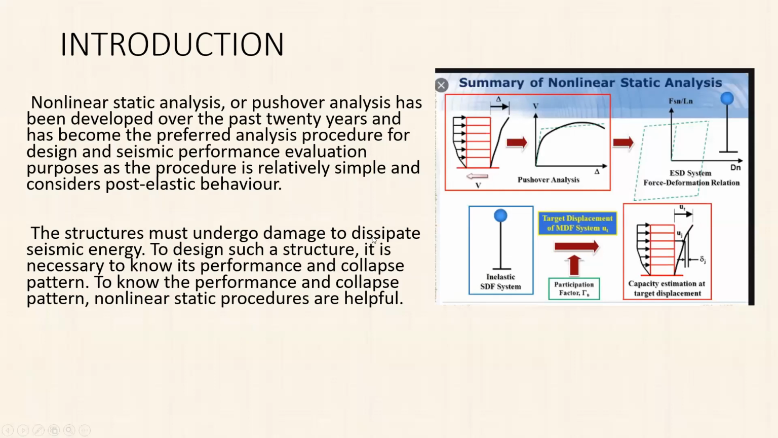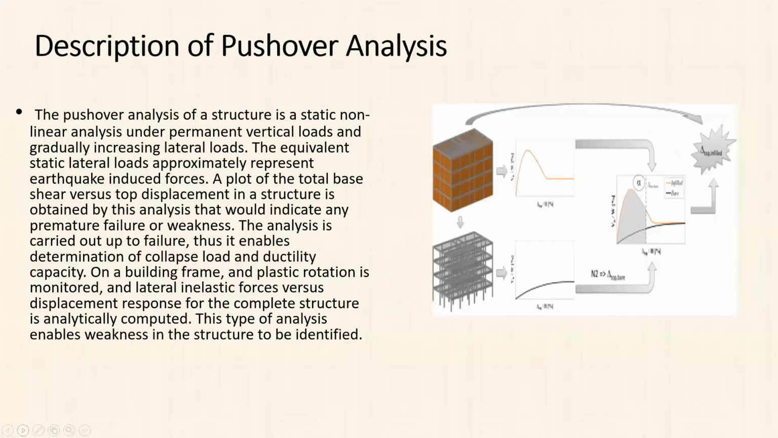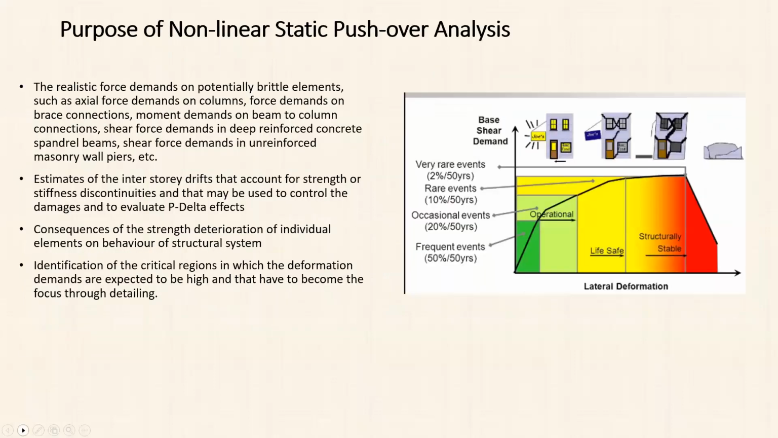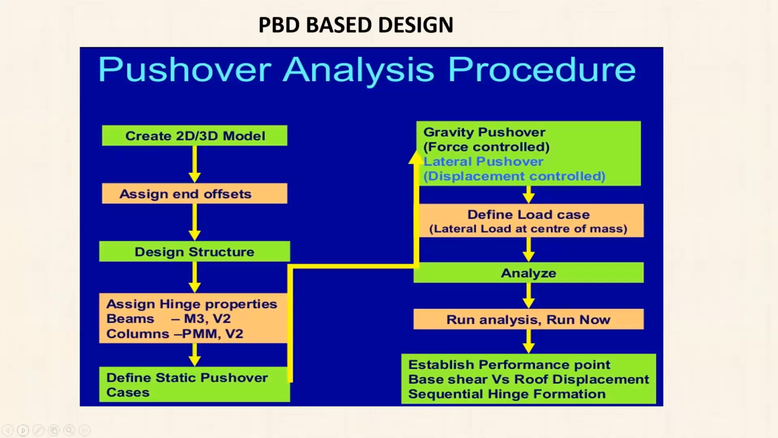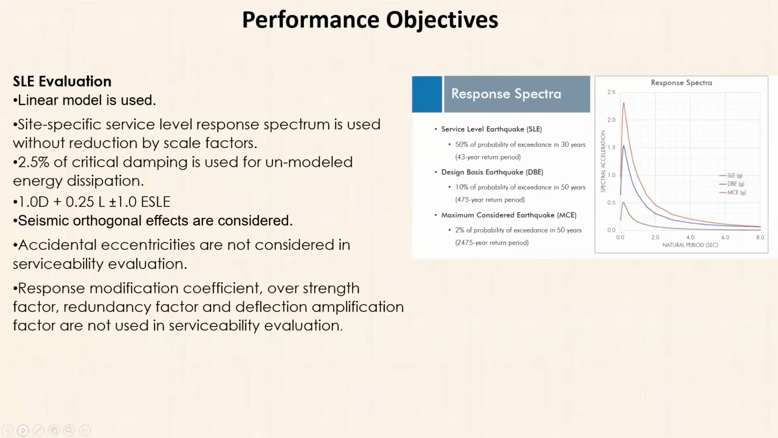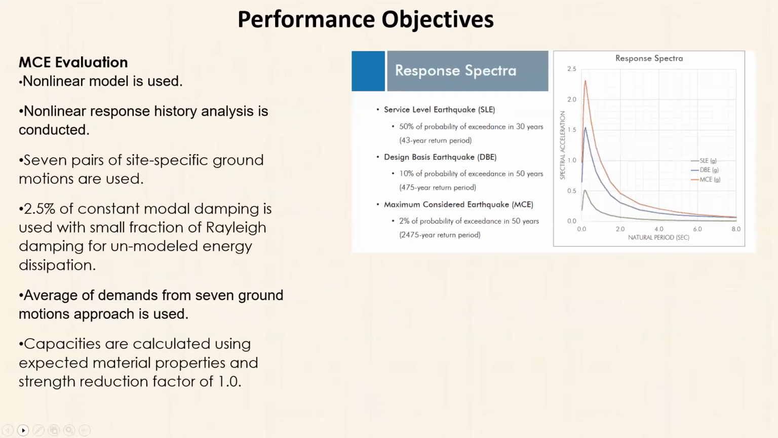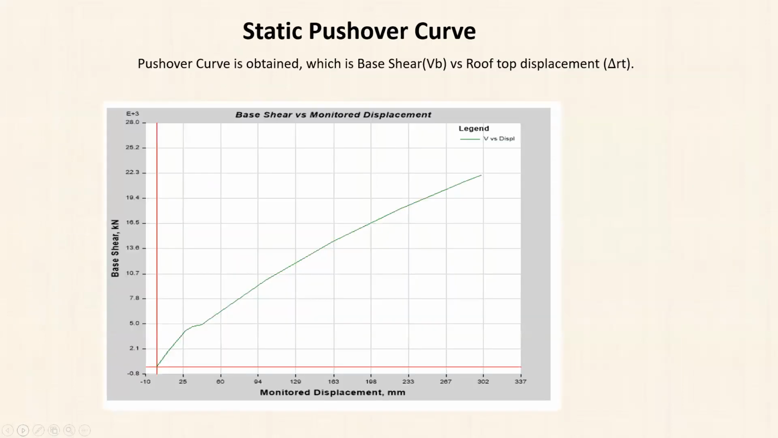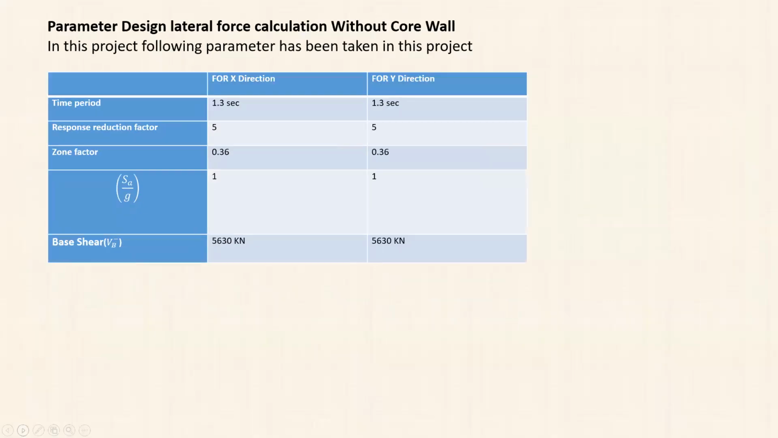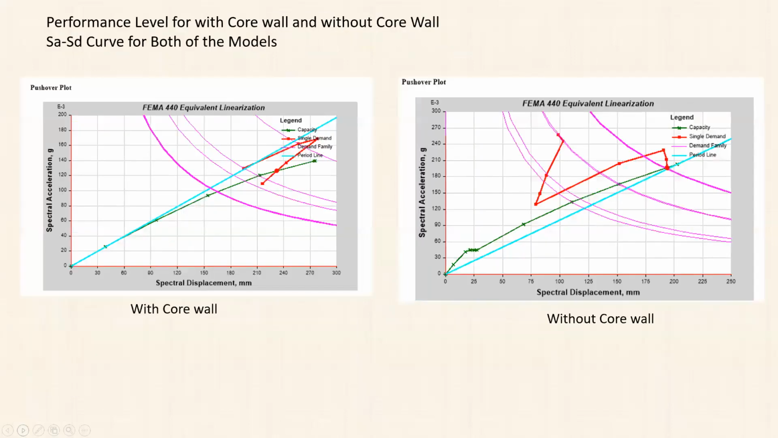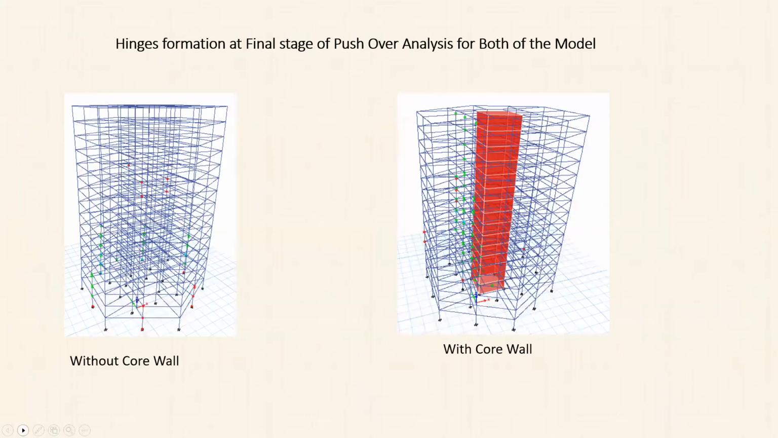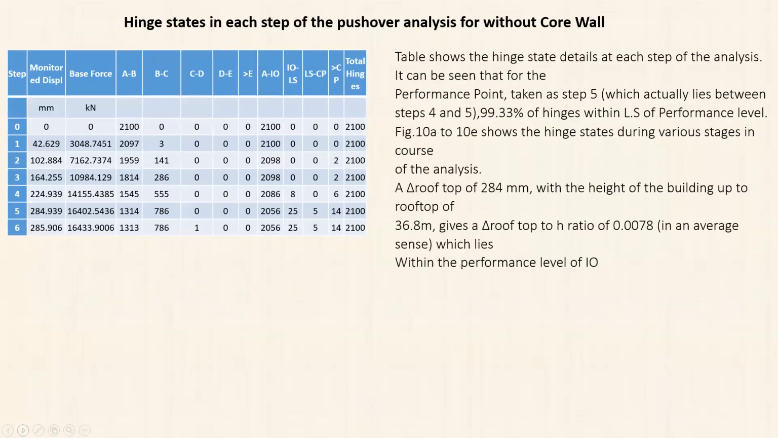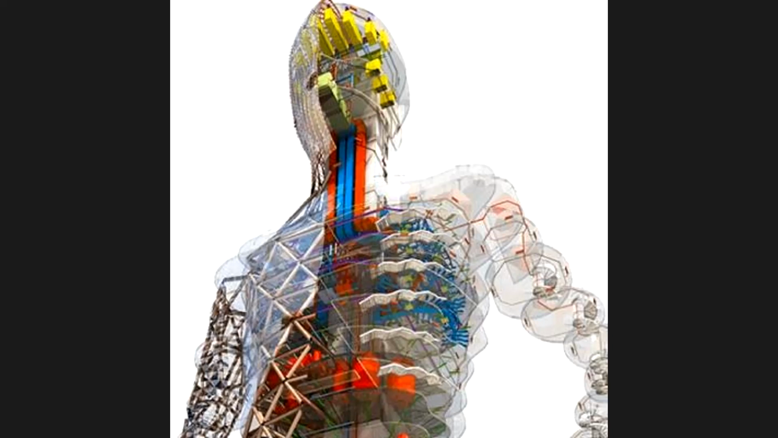Here we have the pushover analysis, the non-linear part of the analysis, and how the pushover is going to be used. Okay, the PBD design base, the performance objective, the performance spectra, performance definition. These are all examples or topics that we will cover. That is the FEMA code we will use, the maximum story displacement with core wall and without core wall, and the hinge formation in each step of the pushover analysis.